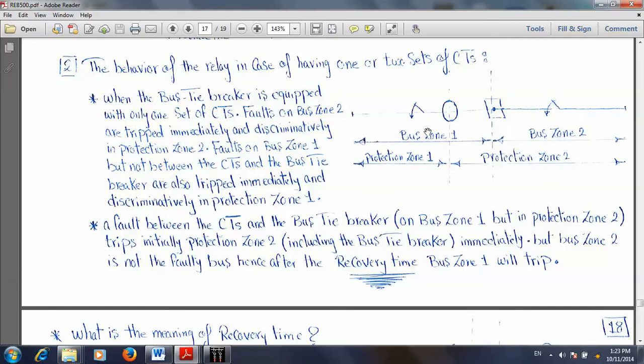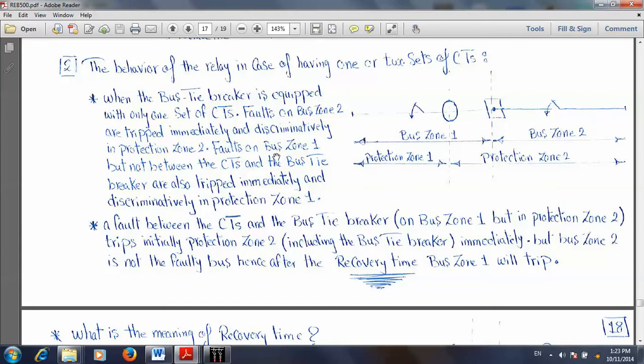Because if any fault happened here, if the circuit breaker here for the bus section is closed, all feeder currents here will add together to go feed the fault. So actually all feeder currents here will be stable with the bus section CT measurement, so only indicating a fault on bus zone 2, and bus zone 2 will trip immediately.